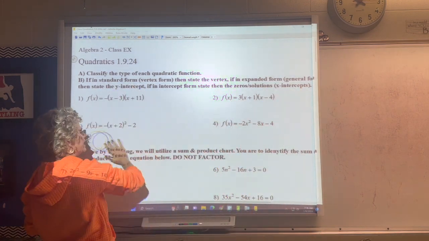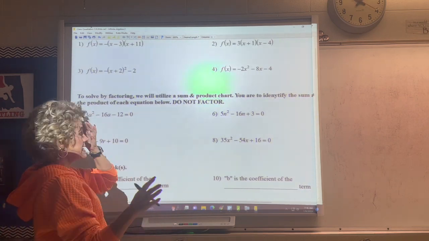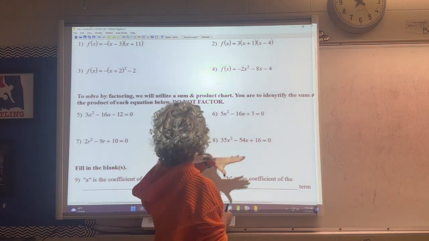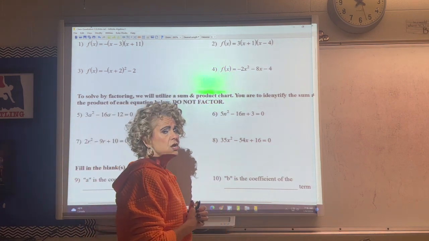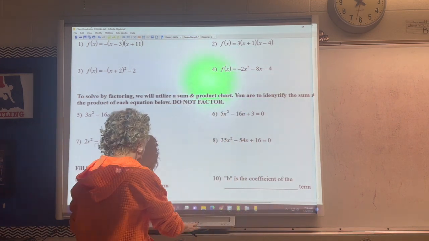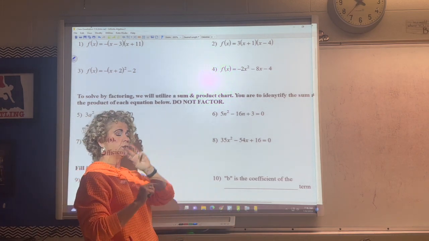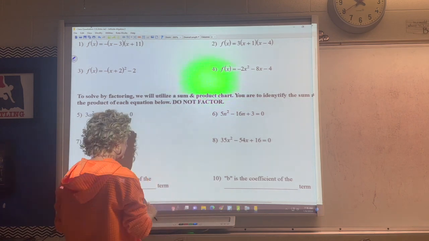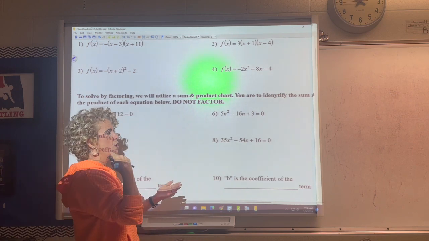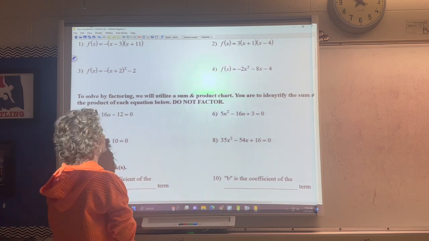Now, what we're going to do, and we've done this before, is solve by factoring, but we're not going to solve, we're just going to identify the sum and the product of each equation. This is called the sum and product chart. We use our values A, B, and C. We use these several times for several different reasons. I do not expect you to write this down or show it in your work; it isn't a requirement. This is for instructional purposes only.